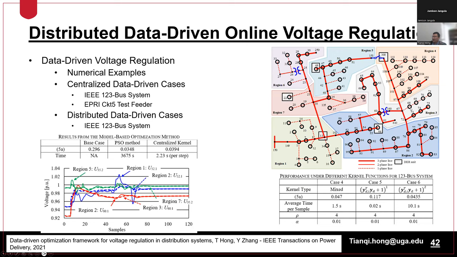Here is an example of the convergence process of the distributed data-driven method. As you can see, all the voltages at the boundary converge at the end of the operation, which means the distributed method converges and the distributed problem is exact with the centralized version.